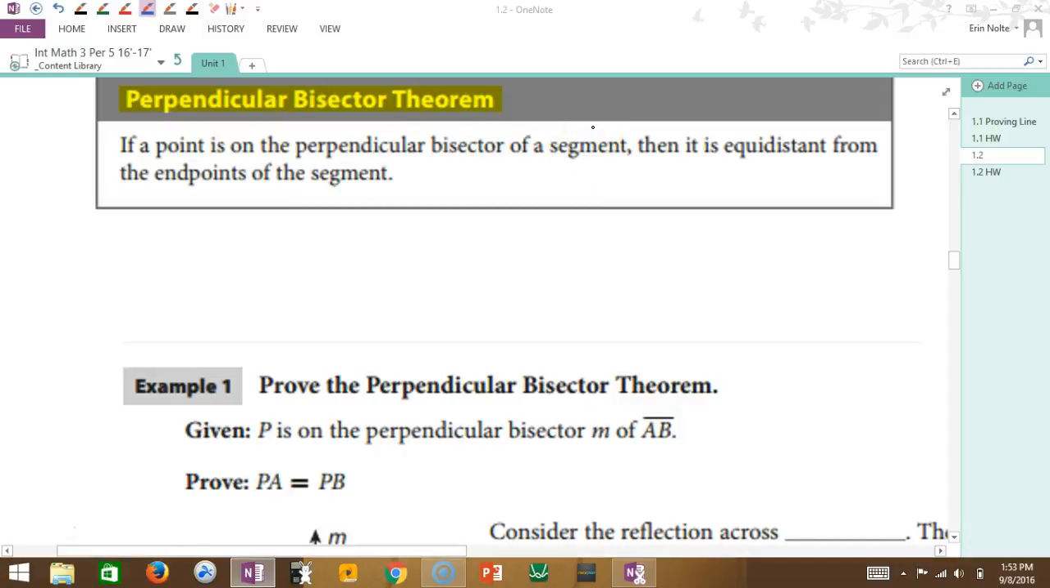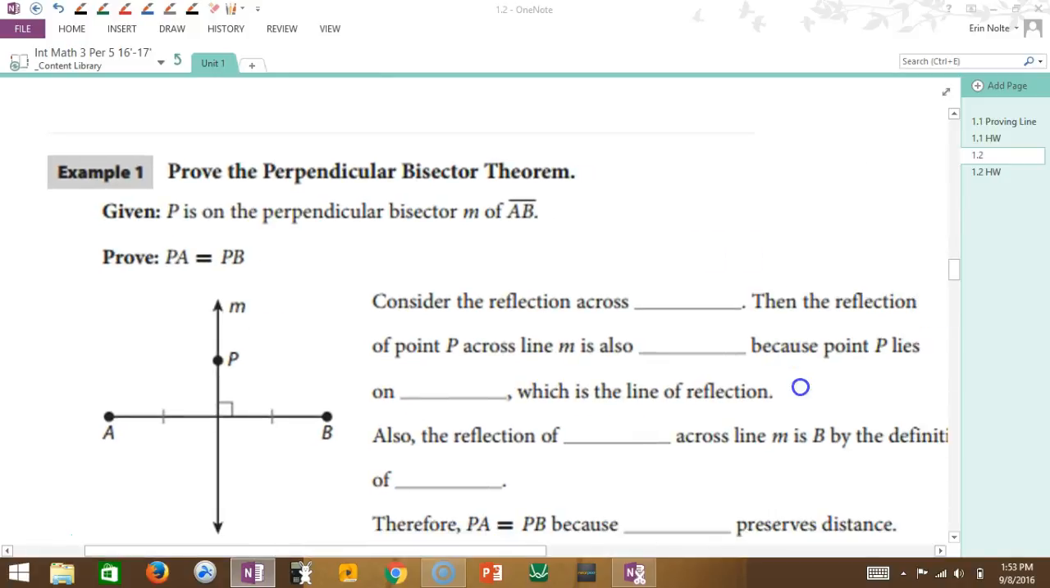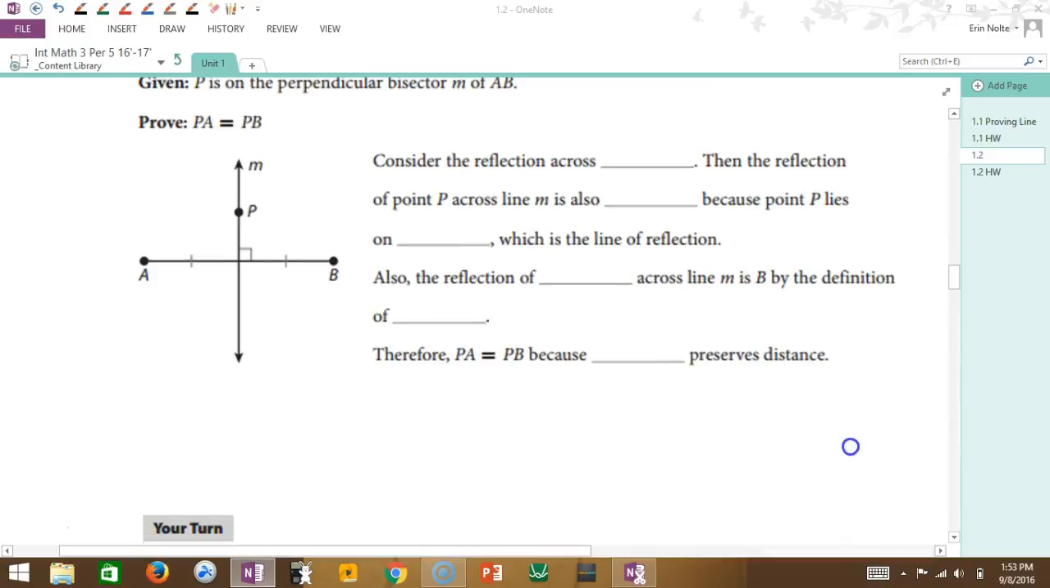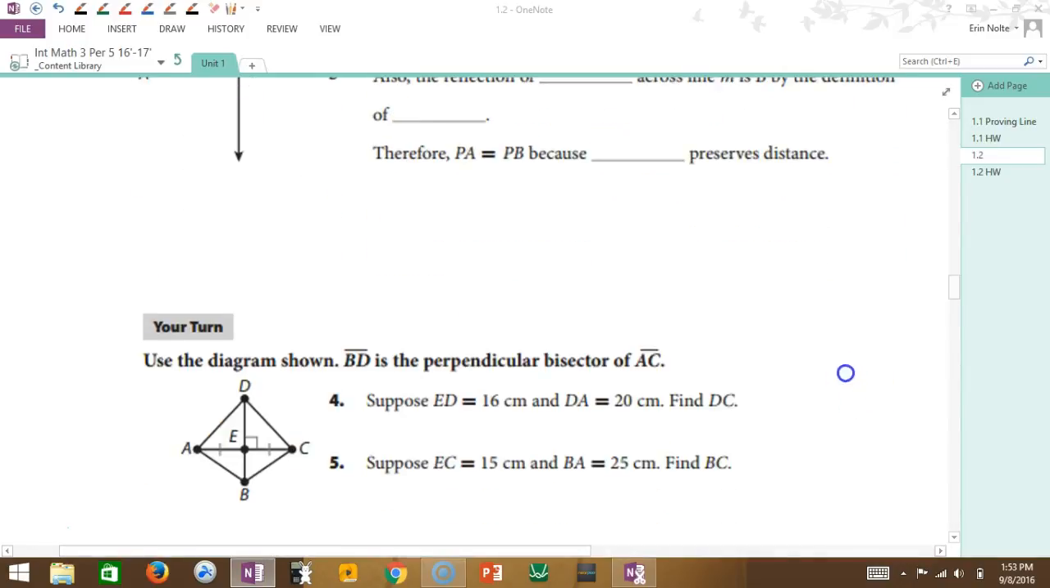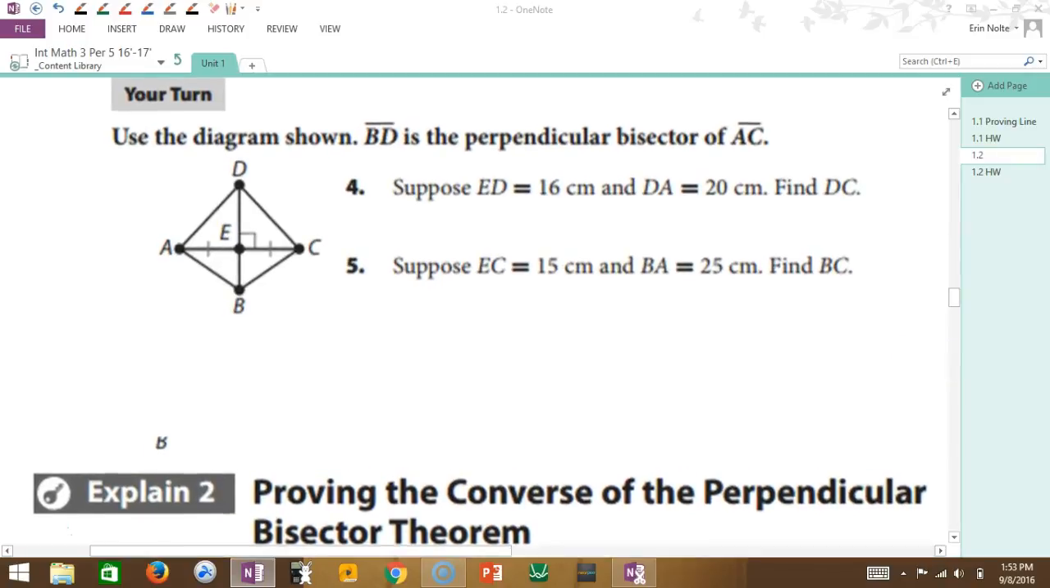The next part of these notes goes through proving the perpendicular bisector theorem. I'm not going to go through all of it. I'm going to basically come to the point where we're going to use it, and I think that just by using it, you should be fine.